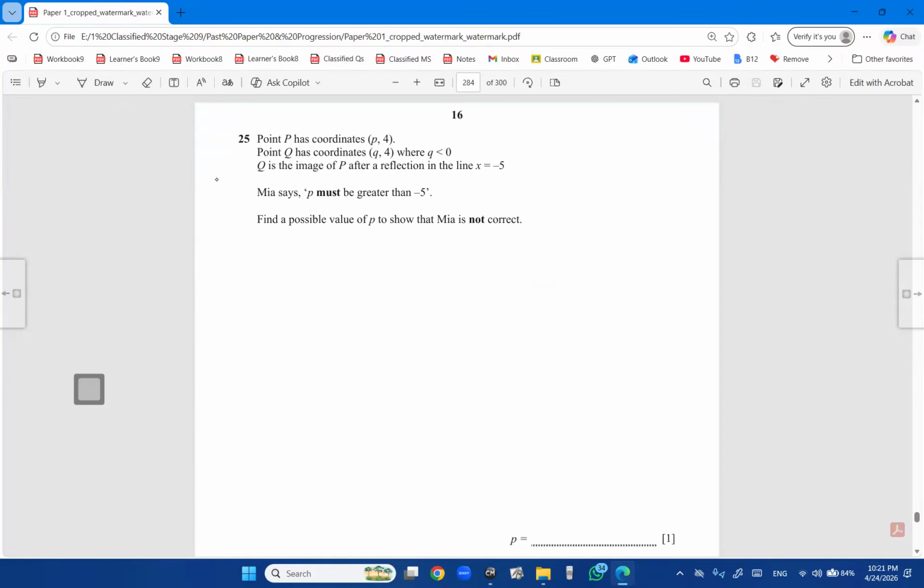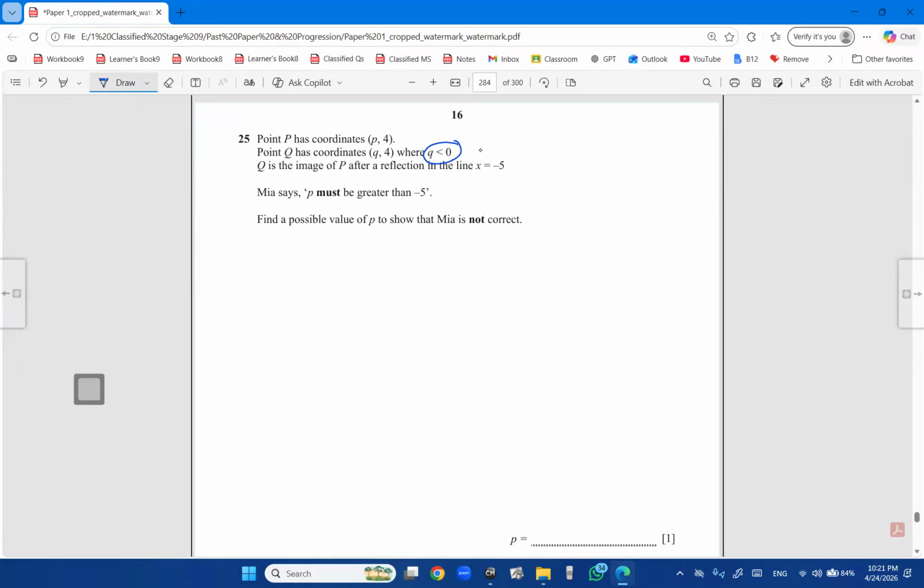Question 25. Point P has coordinates P, 4. Point Q has coordinates Q, 4, where Q is smaller than 0. So Q is negative. Q is the image of P after a reflection in the line x equals -5. So Q is the image of P.